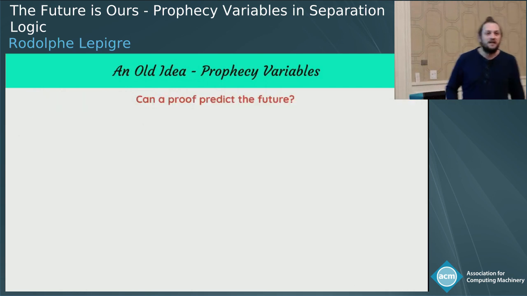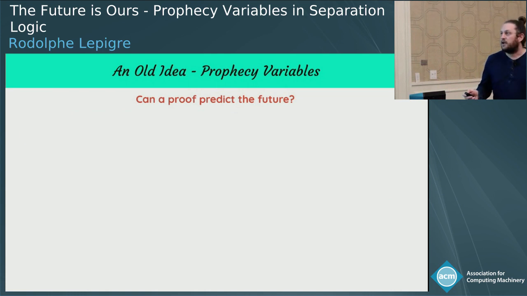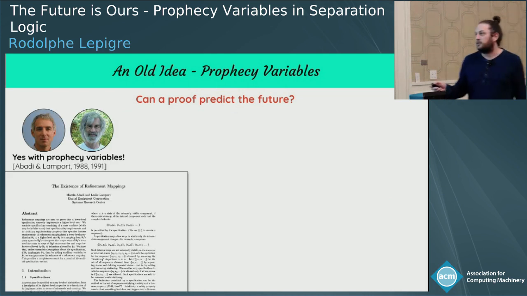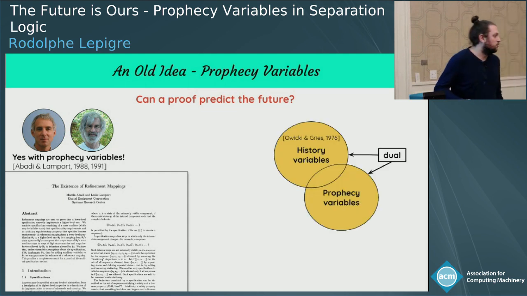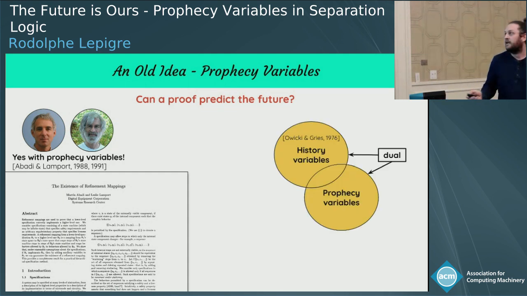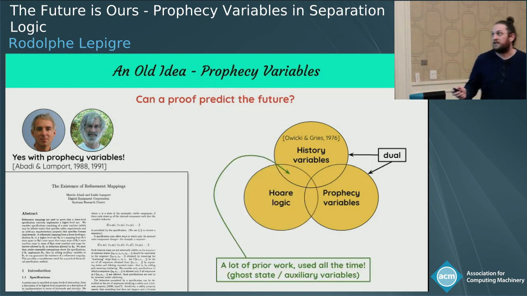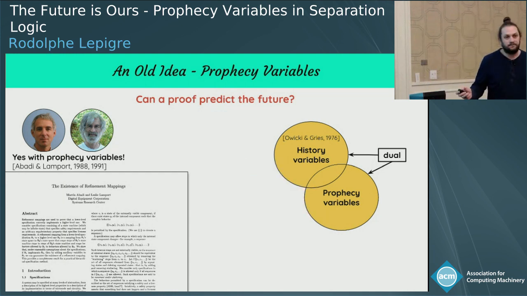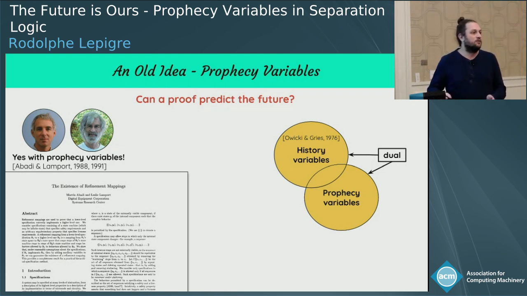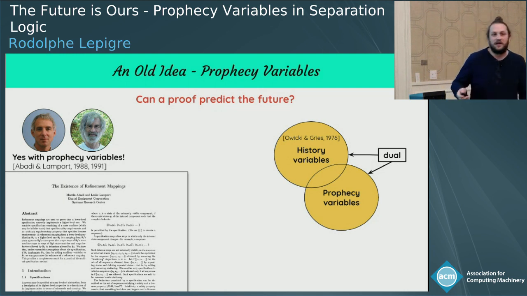Okay, so what we really need is a way for the proof of a specification to know the future. And it turns out that there is already a known and quite old technique for that, called prophecy variables, due to Abadi and Lamport. Although prophecy variables are still quite exotic, they were introduced as the dual of history variables, which are better known. Indeed, history variables are used to record what has happened in the execution of a program so far, while prophecy variables are used to know in advance what's going to happen later.